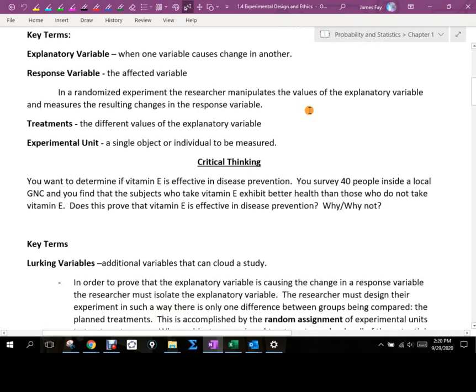So key terms: we're going to have what we call explanatory and response variables, and they are, by definition, what they sound like. The explanatory variable is going to be the variable that causes something.